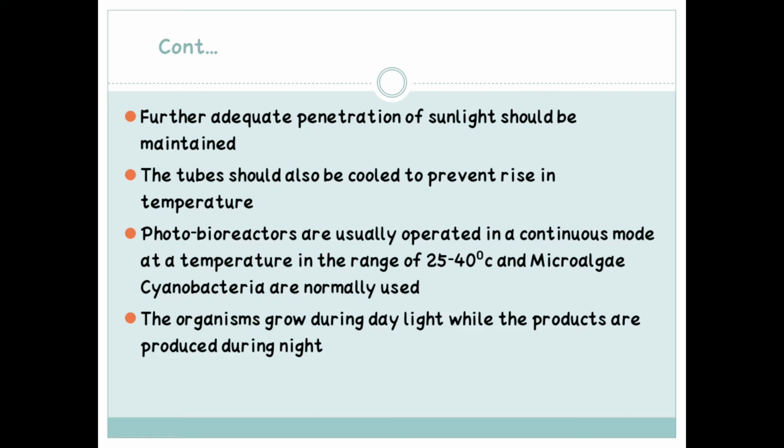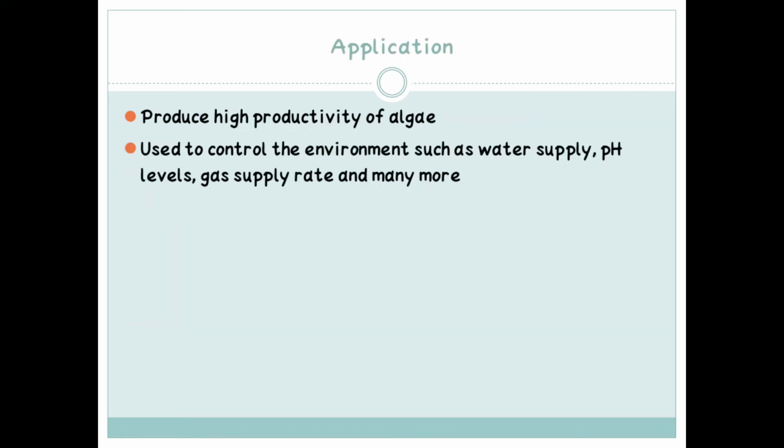The tubes should also be cooled to prevent a rise in temperature. Photobioreactors are usually operated in continuous mode at a temperature in the range of 25 to 40 degrees Celsius, and microalgae and cyanobacteria are normally used. The organisms grow during daytime while the products are produced during nighttime. Applications of photobioreactors: high productivity of algae, and the ability to control the environment such as water supply, pH level, gas supply rate and many more.